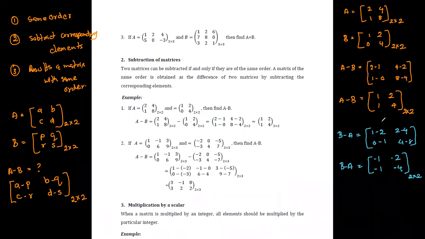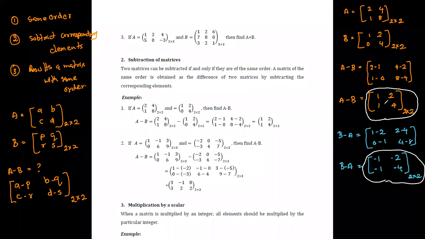Now if you look at these two matrices, the matrix we obtained as 1, 2, 1, 4 and the matrix here, we can see that these are not two equal matrices, because the corresponding elements are not equal. Therefore, in general, we can say that A minus B is not equal to B minus A.